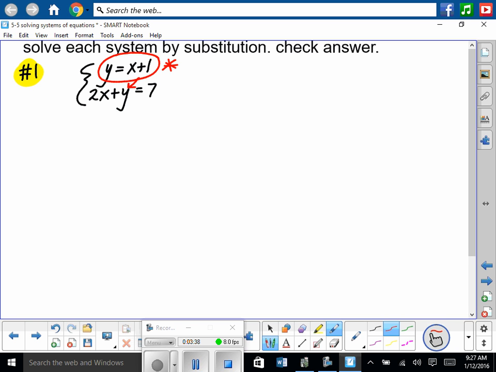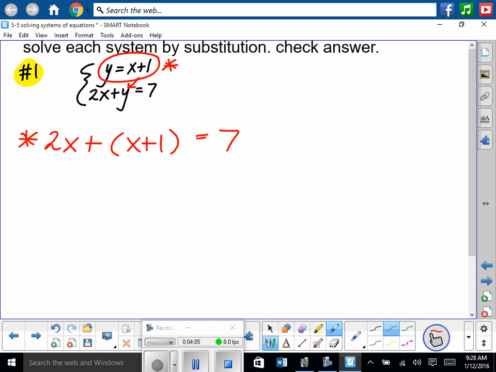Well, there's y in the other equation. So we're going to take that x plus 1, and instead of a y, there's going to be an x plus 1. So we're going to have, I'm going to kind of keep my work nice here. So we have 2x plus, and whenever you make a substitution, it's smart to use parentheses. So plus, and then instead of y, we're writing x plus 1. We're substituting it in. And that's equal to 7.